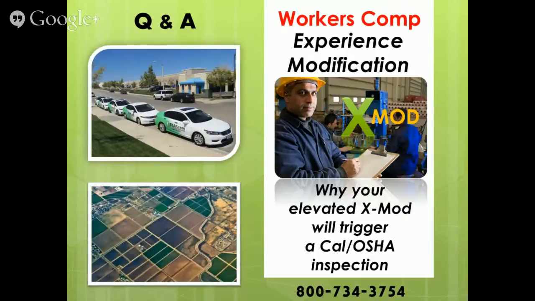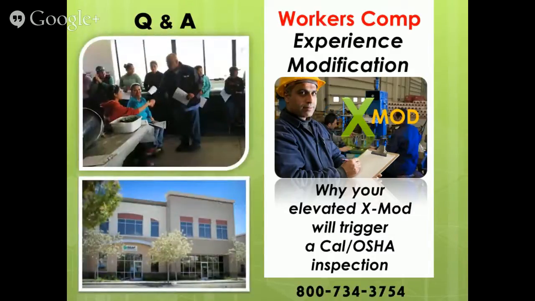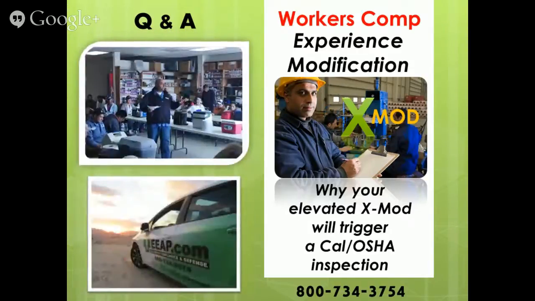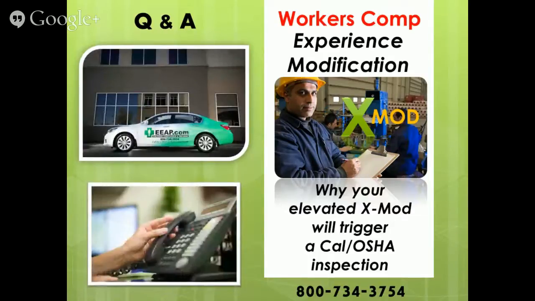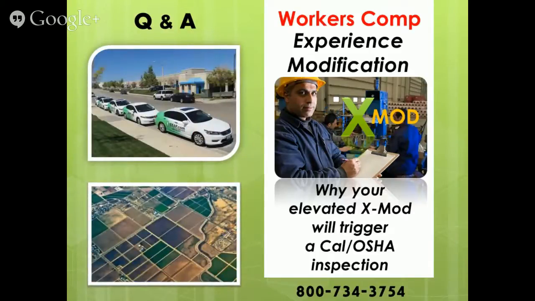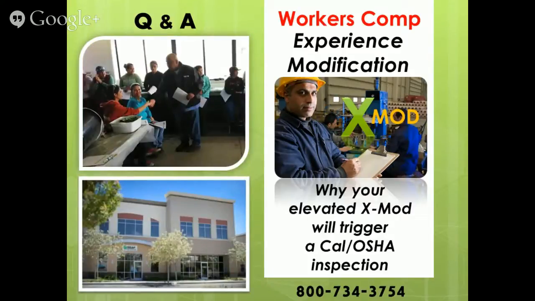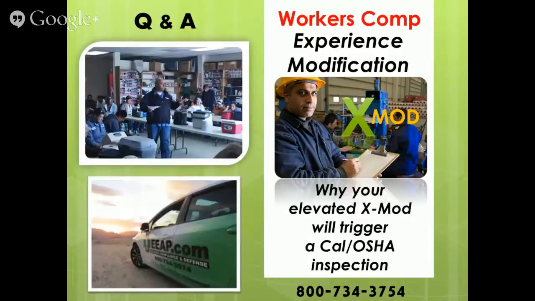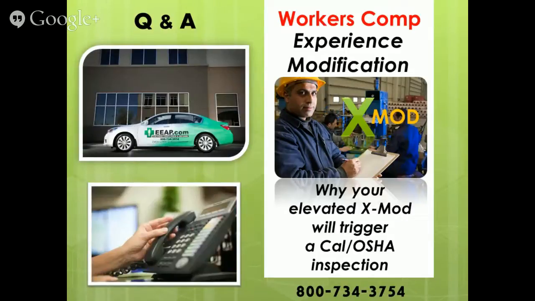Okay, someone's asking, who has the XMod and how often does it change? Your XMod is calculated based on the anniversary date of your policy, so every year it's recalculated. You can contact your insurance company and they should be able to tell you that mod rate, and you can contact us as well. We have that information, and of course you can verify it through your workers' comp agent.